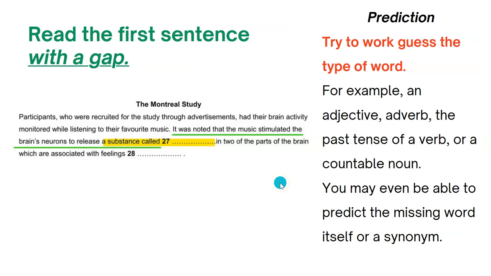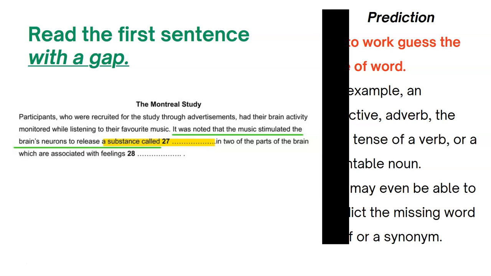It would really help to read the first sentence with a gap. So here, the underlined area says, it was noted that the music stimulated the brain's neurons to release a substance called. Now, substance is a noun, and called tells us to expect a name. So we're looking for a name of a substance. And this helps us guess the type of word. So we're looking for a noun, which is a name of a substance.